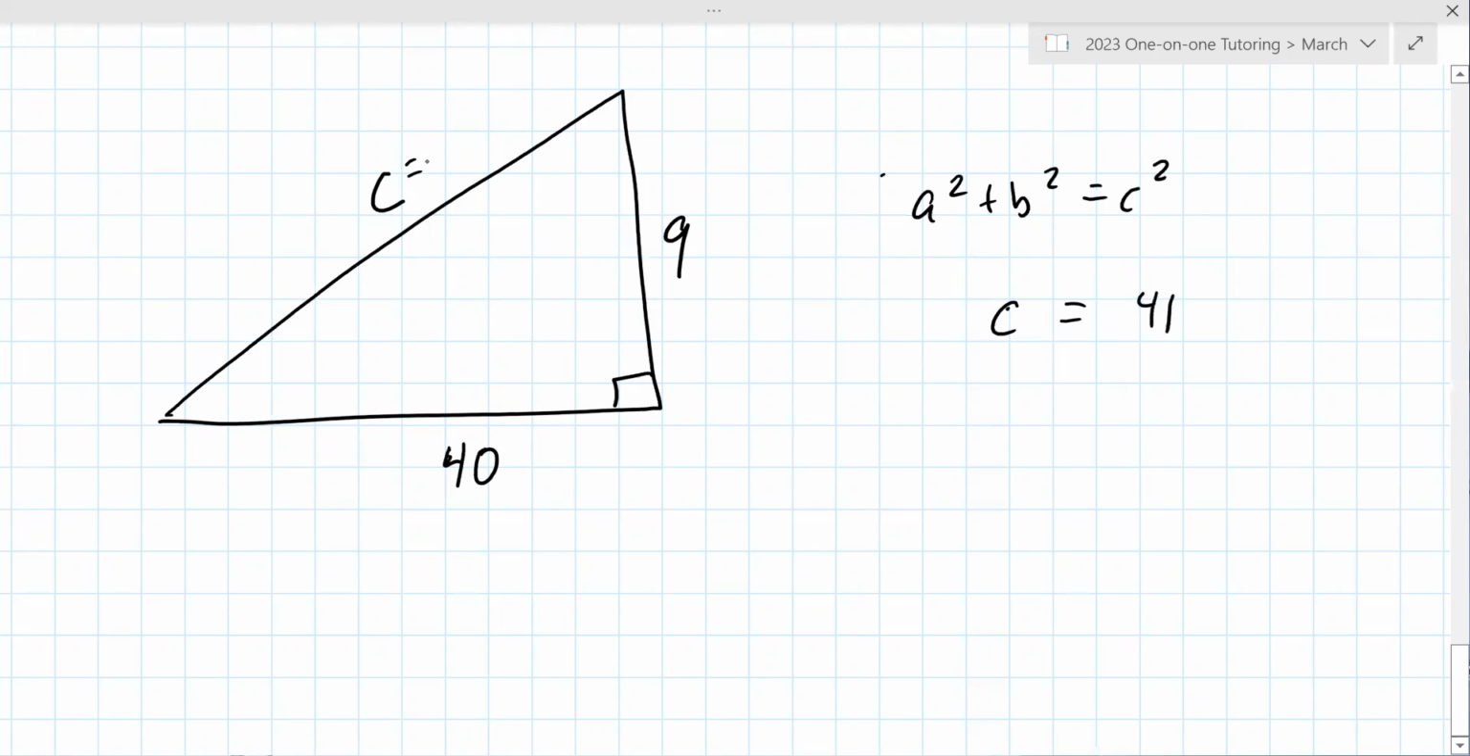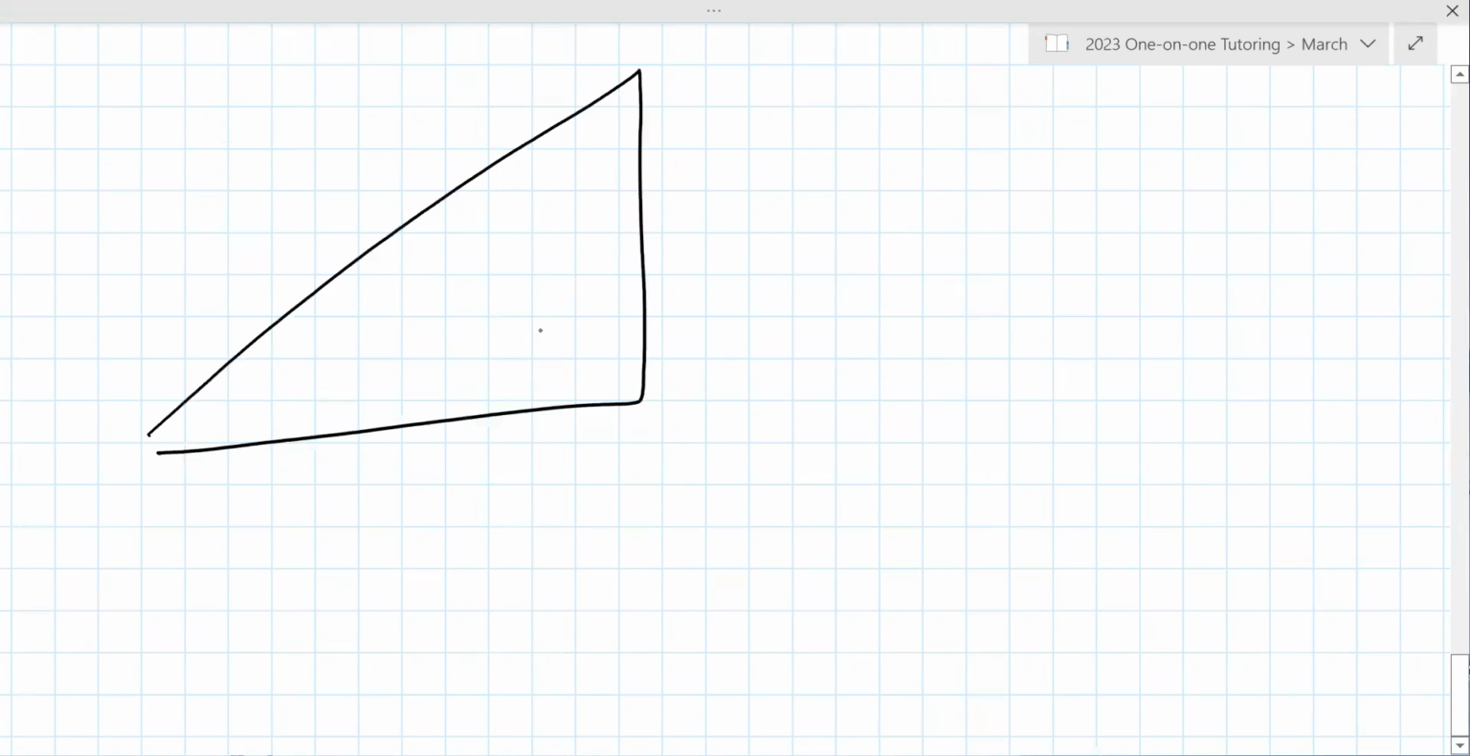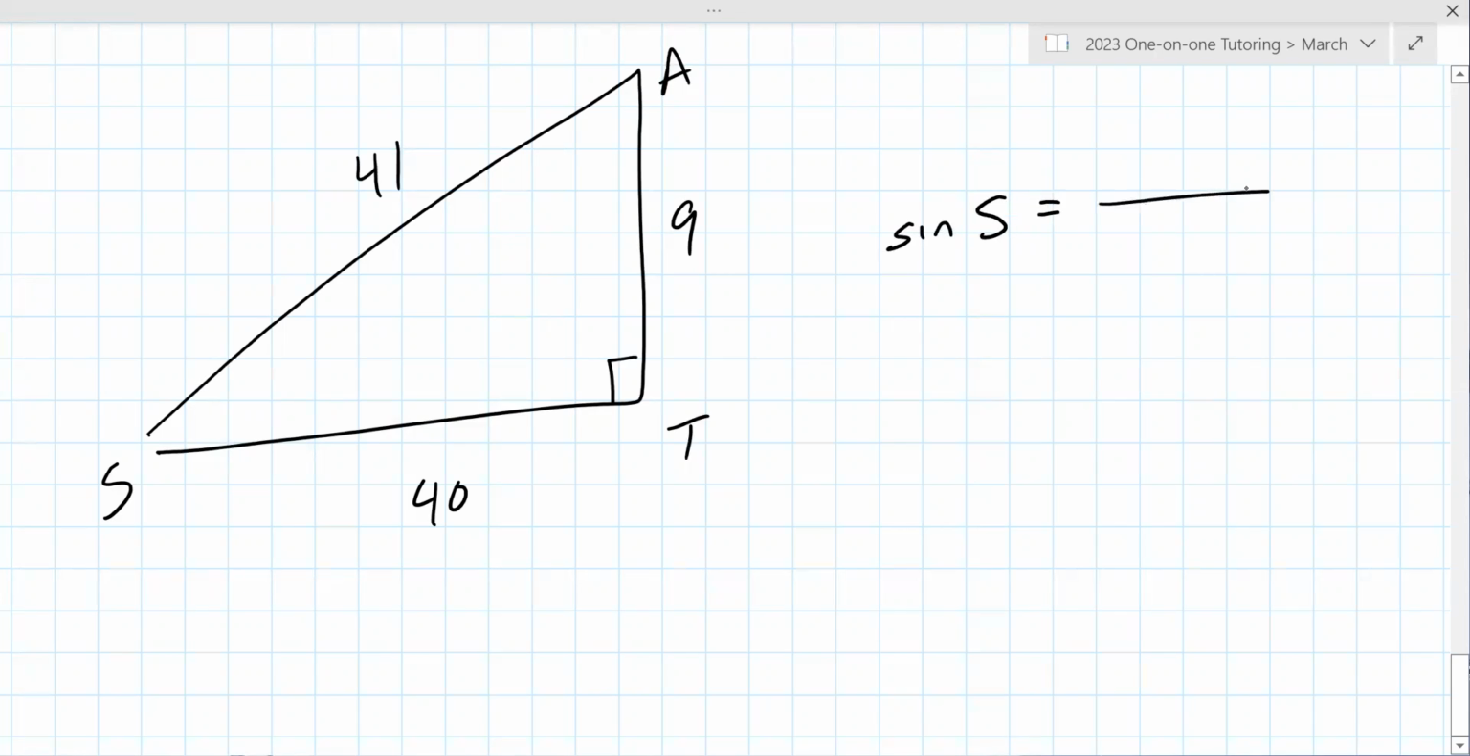Very good. Okay, so now let me redraw the triangle. And we'll go S, A, T. I want you to find the sine of S for us, please. The sine of S. Okay.